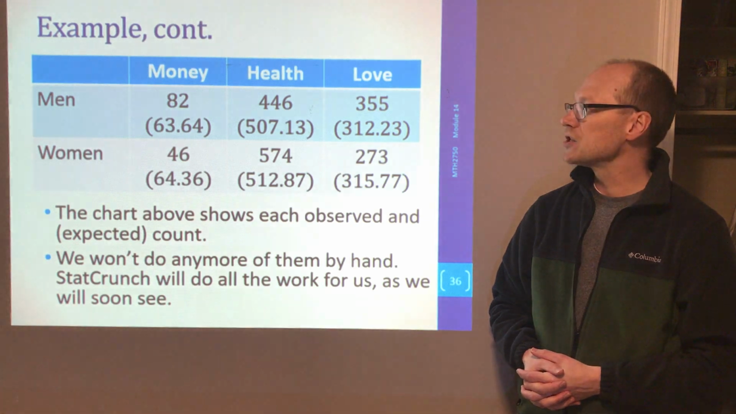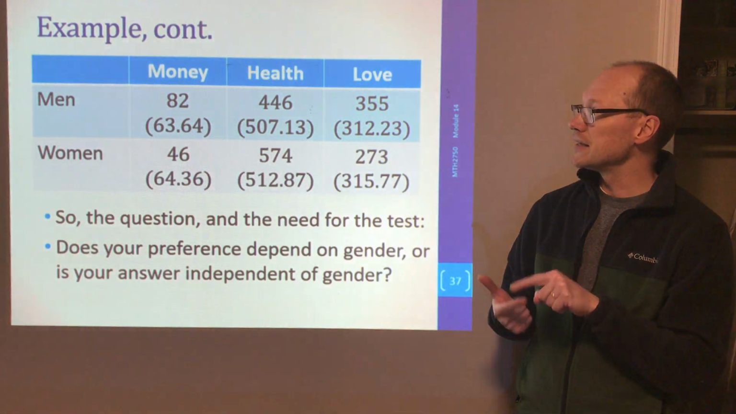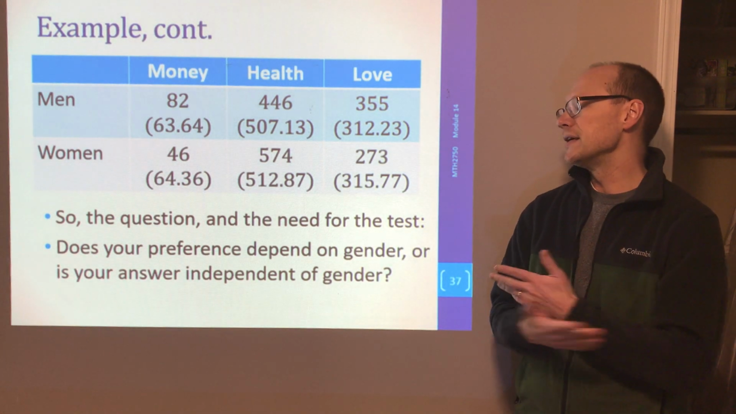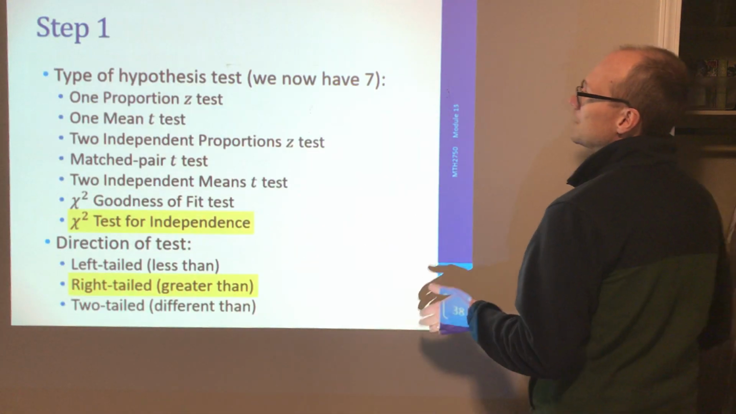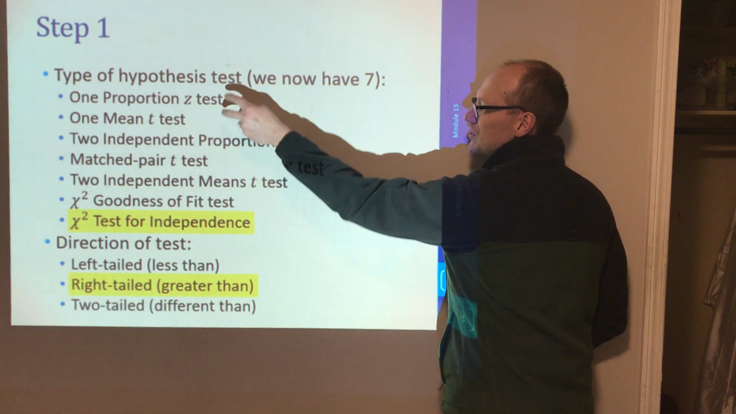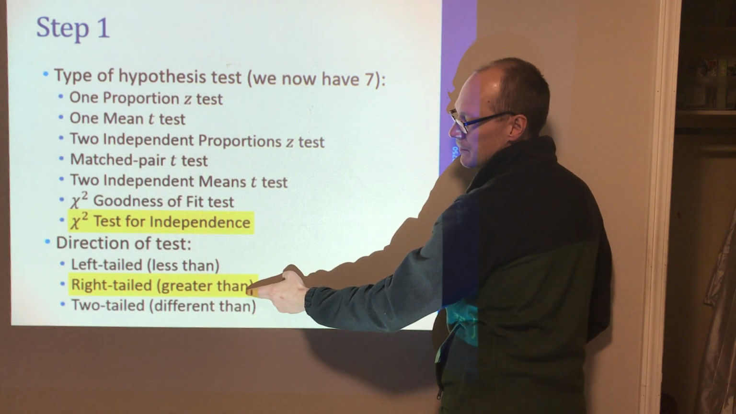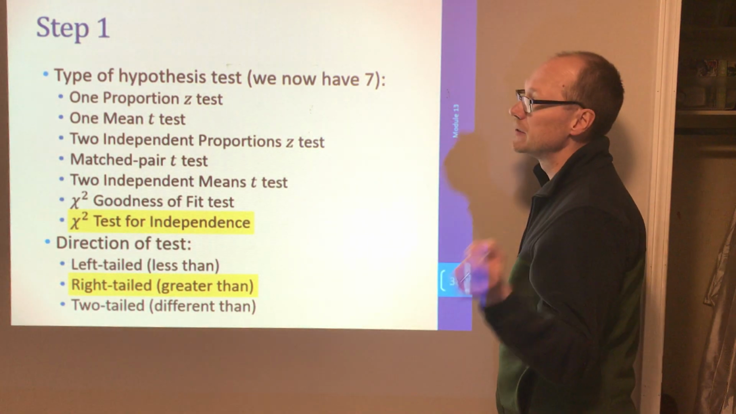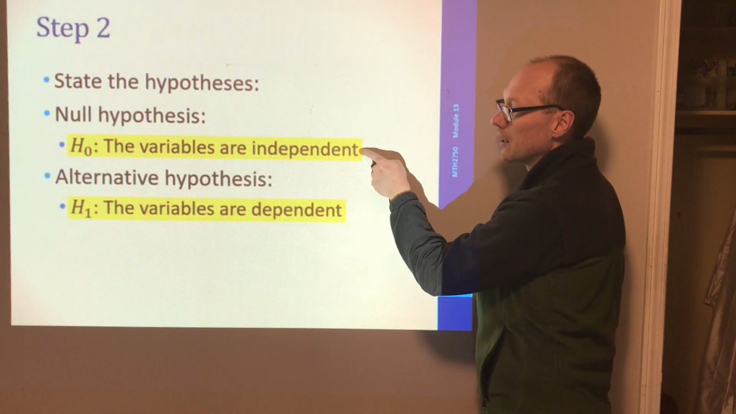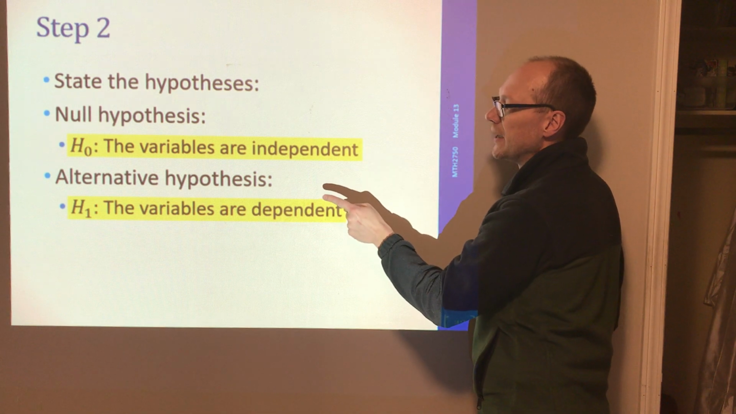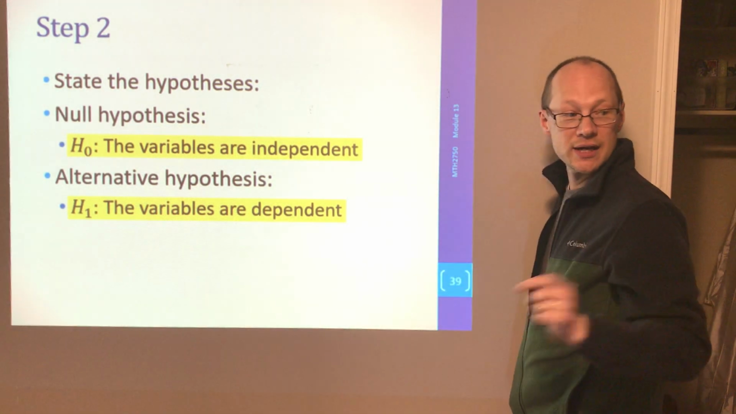Next slide. So the question then is, does your preference of money, health, or love depend on gender, or is your answer independent of gender? So how do we go through this? Next slide. We've got our samples. How many tests? We've got 7 tests: Chapter 10, Chapter 11, Chapter 12. This is a right tail test, not greater than. Next slide. It's going to be a not equal. They are, I guess, not really not equal. They are either independent or they are not independent. They are dependent variables.